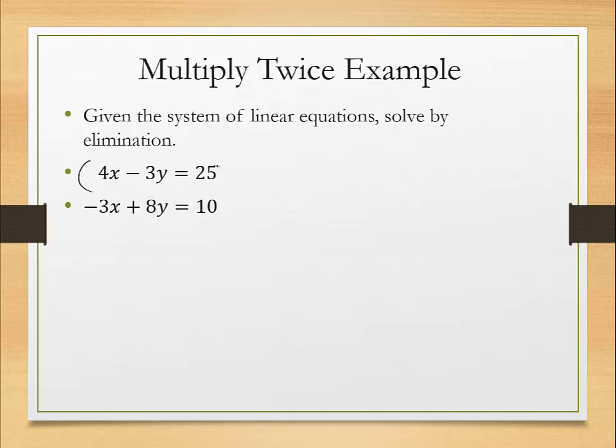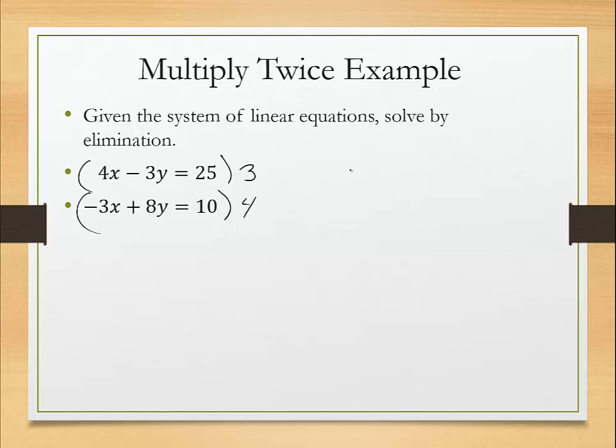This one, we're going to multiply by this number, 3. And then this one, we're going to multiply by that number, 4. Because 3 times 4 is 12, and 4 times 3 is 12. So they'll both be 12, so they'll both cancel. Okay? So let's distribute that 3 on the inside.